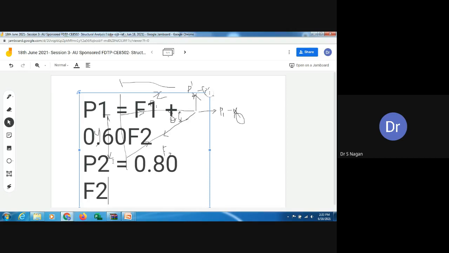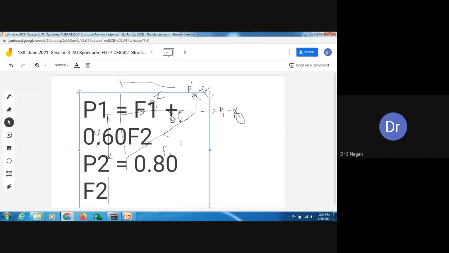Once you get the relationship between P and F, this can be written in matrix form. How can you write it in matrix form? I can write P1, P2 on the left side, equal to the coefficients: for F1 the coefficient is 1, for F2 it is 0.6. Then for P2, I have no F1 component, therefore 0, and the F2 component is 0.8. Multiply by F1, F2. This is how I can write that.